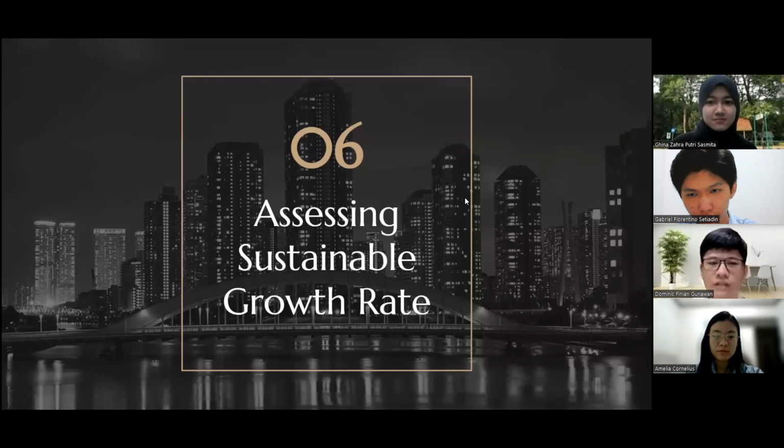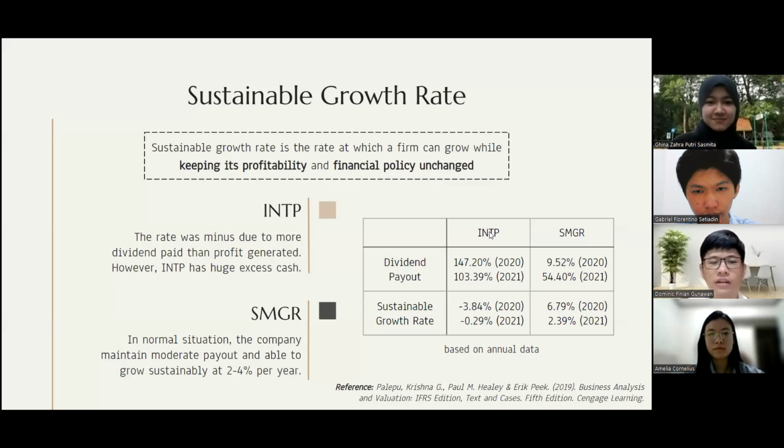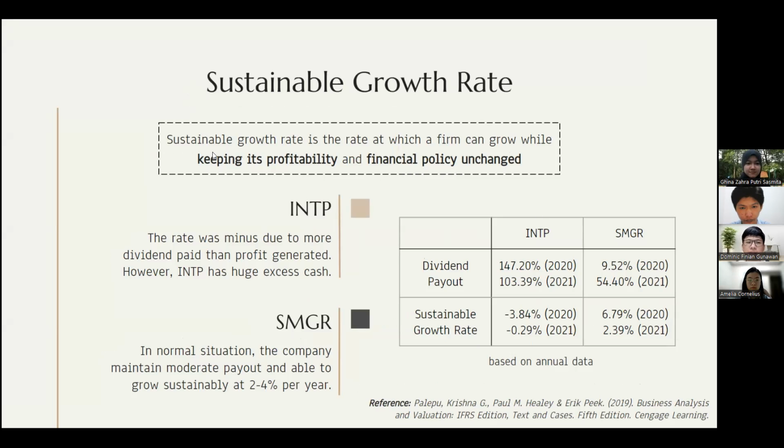We will continue the discussion with assessing sustainable growth rate. Sustainable growth rate is the rate at which a firm can grow while keeping its profitability, as mentioned earlier, and financial policy unchanged, for example, the dividend payout policy. First, for the INTP, the sustainable growth rate was negative, based on annual data of 2020 and 2021, due to more dividend paid than profit generated.